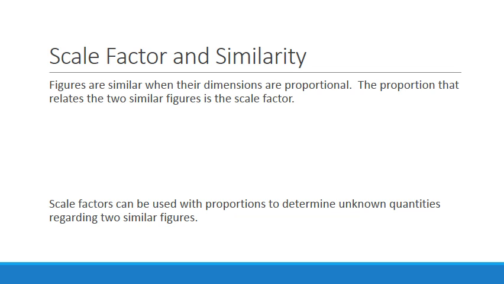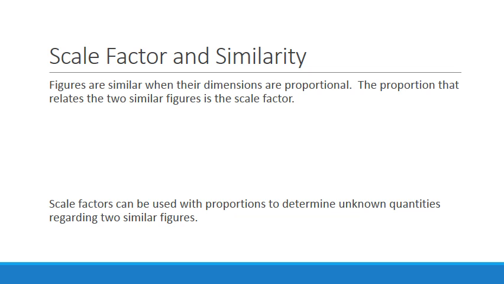So scale factor and similarity. This is where scale factor can get pretty handy, when you're dealing with similar objects. Now remember, figures are similar when their dimensions are proportional. The proportion that relates the two similar figures is the scale factor. So if there's a common scale factor between two pictures or two shapes, then we know they're similar.